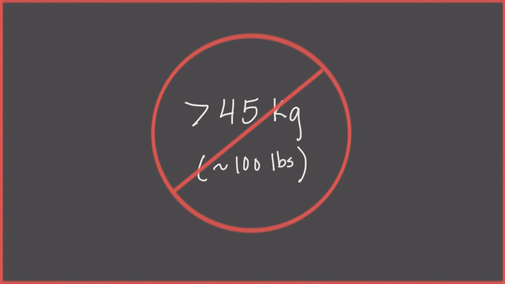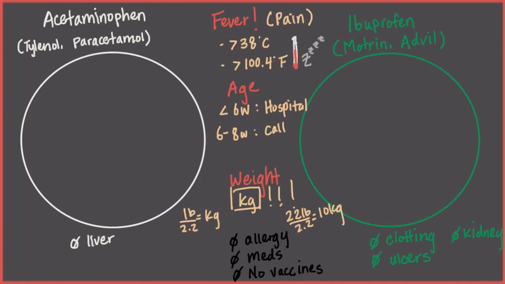So above 45 kilograms or 100 pounds, give them what you would take. The adult doses would apply. All right, let's start with acetaminophen, Tylenol. Here, I'm going to say that Tylenol you can use when the baby is above 2 months of age.